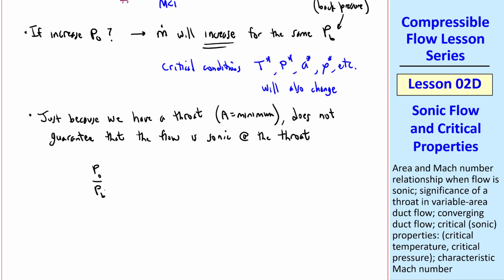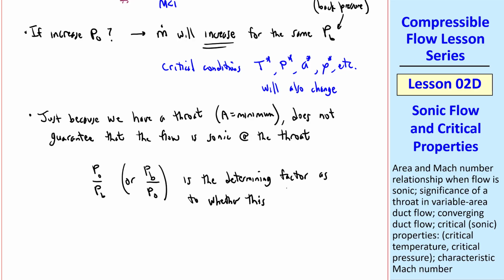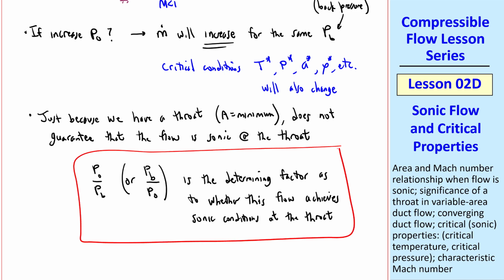The ratio P0 over P_B, or its reciprocal, P_B over P0, is the determining factor as to whether this flow achieves sonic conditions at the throat. In the next lesson, we'll discuss this further along with the equations for an ideal gas.